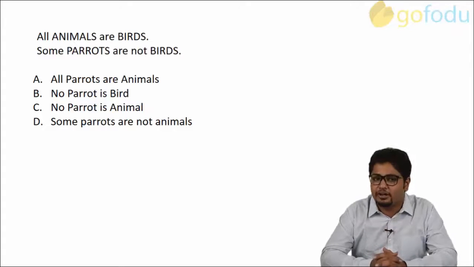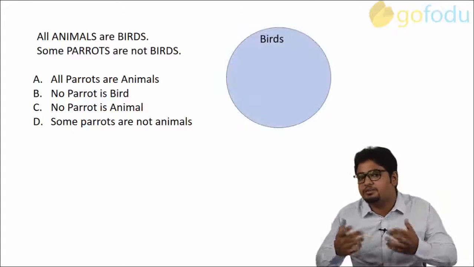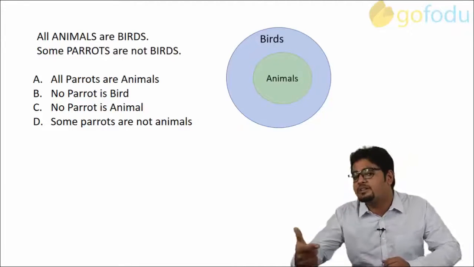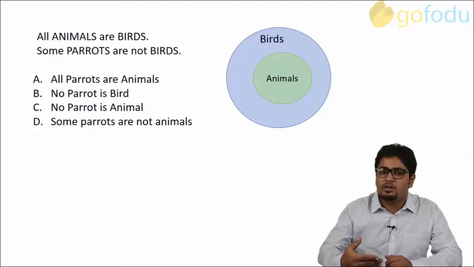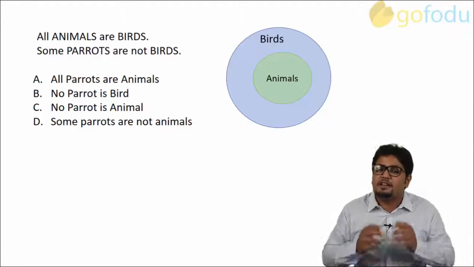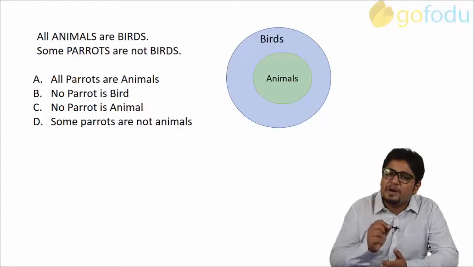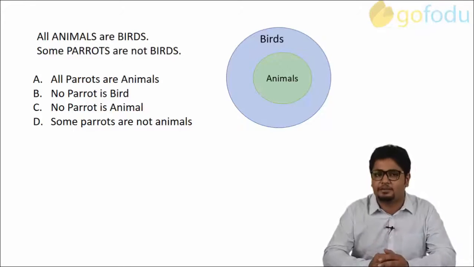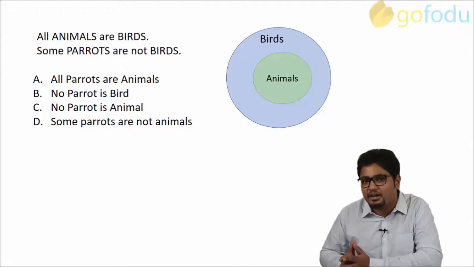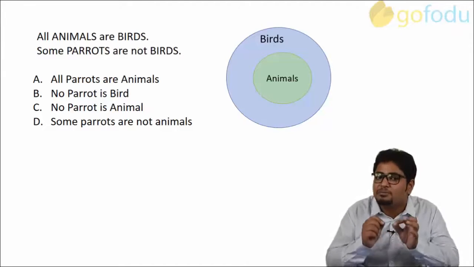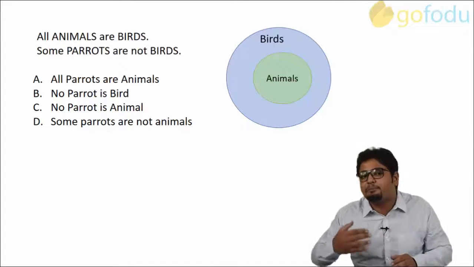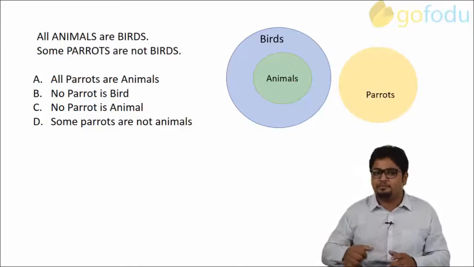According to the first statement, the bigger circle will represent birds and the smaller one inscribed in it like this will represent animals. Now, the second statement is some parrots are not birds. We have seen in the previous video, the premise "some not" has no basic diagram. But since we want a basic diagram for these two statements combined, we have to draw it with minimum extent of overlapping. So, the circle representing parrots will be drawn like this.